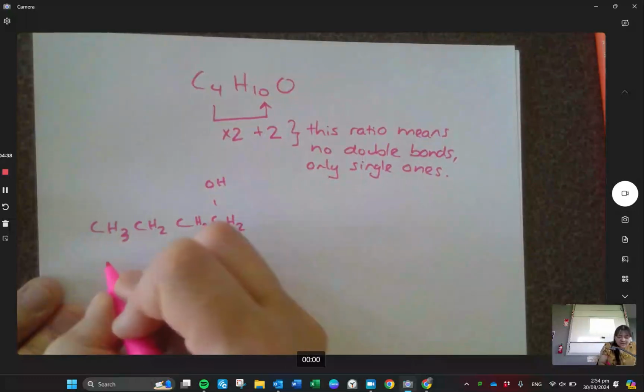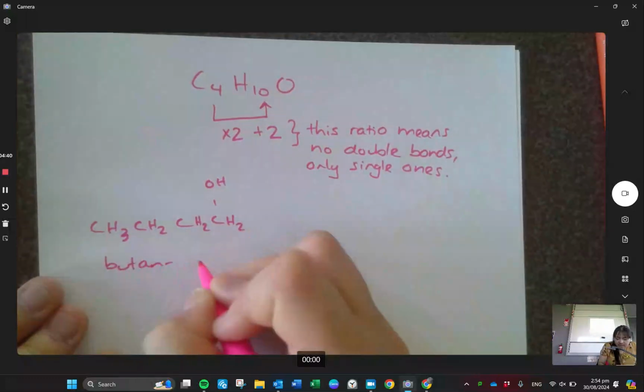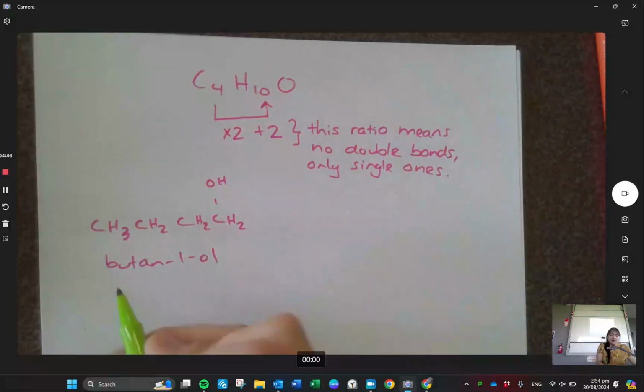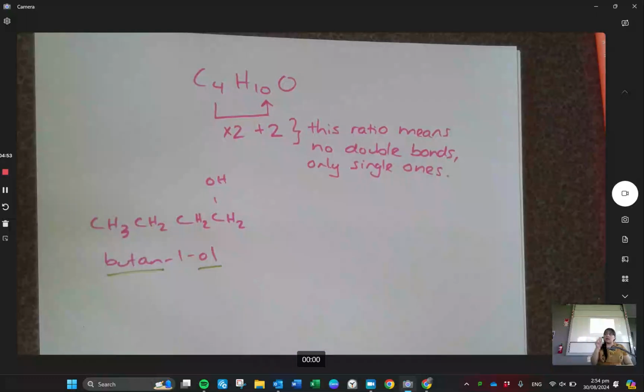And they've given me the name. They said this one is butan-1-ol. Just to recap some of the stuff that you've been learning, this is the length of the carbon chain, which tells me it's 4. This tells me the functional group, which is an alcohol. Alcohols are the OL ending. They can also go in the front as a hydroxyl, which is another way to do it, as a prefix.